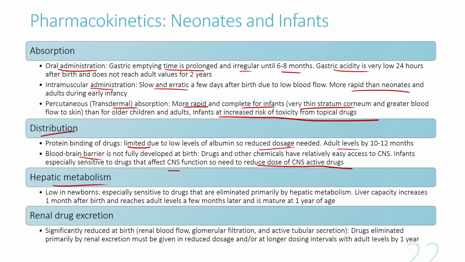Hepatic metabolism is very low in newborns, so newborns are very sensitive to drugs that are metabolized by the liver, so you need to reduce the doses. And then within a month it increases and is mature at about 1 year, right? Renal drug excretion, again, the kidneys are not mature at birth, and so drugs need to be given in reduced doses or with prolonged dosing intervals until the infant is about 1 year.